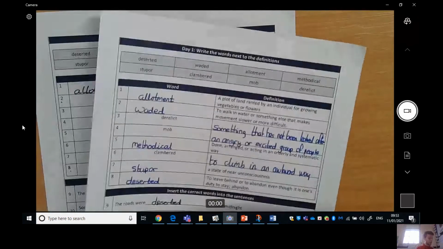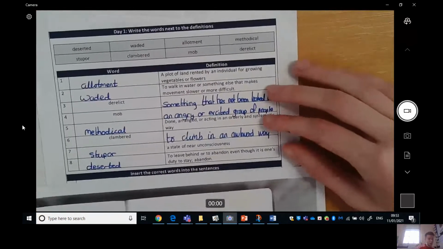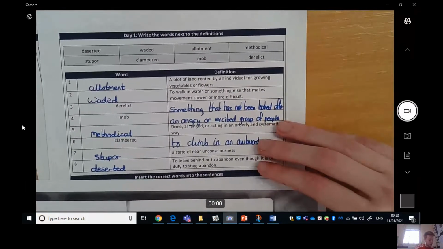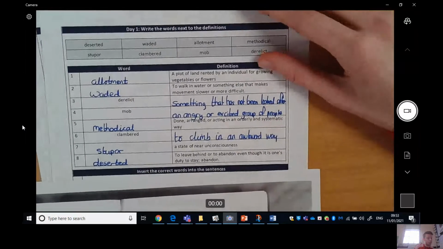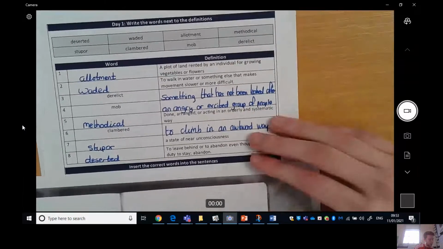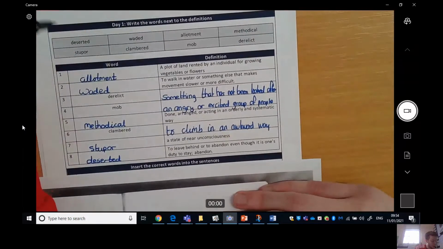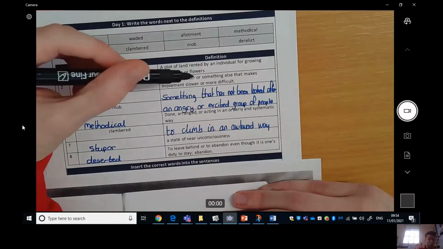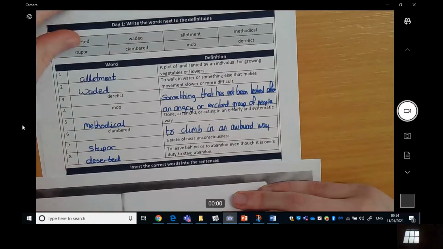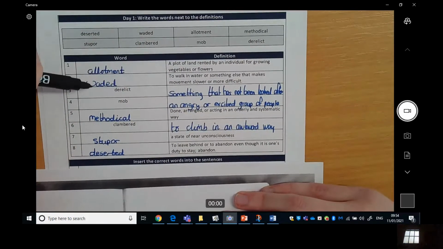Right, so well done for doing that, and I will just show you our answers. So yes, I was right with allotment as the first one. So you can give yourself a tick for that one. Well done. Next one, to walk in water or something else that makes movement slow or difficult. That was waded. So you can give yourself a tick for that one.